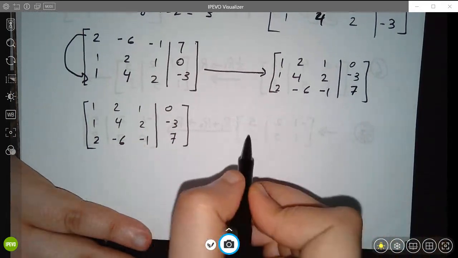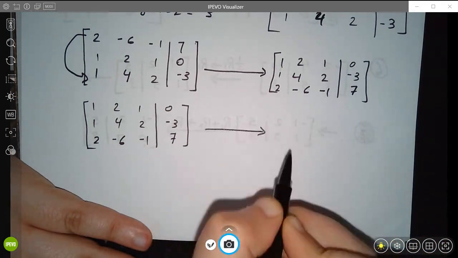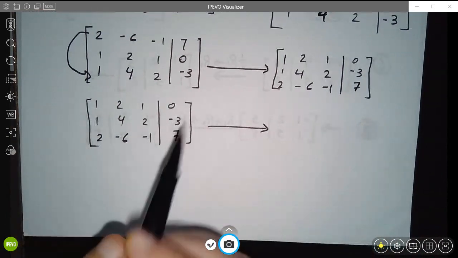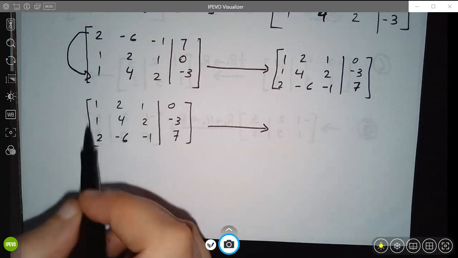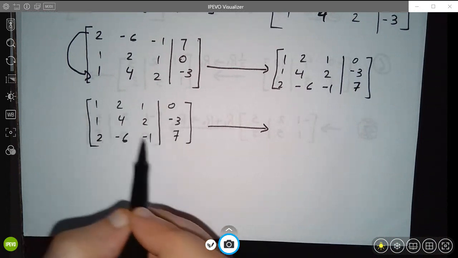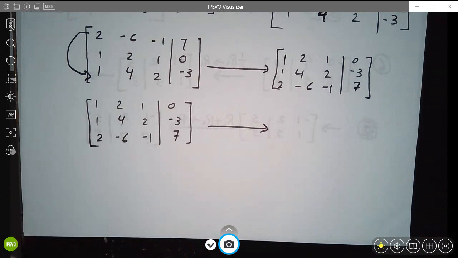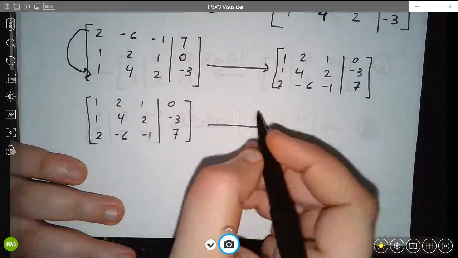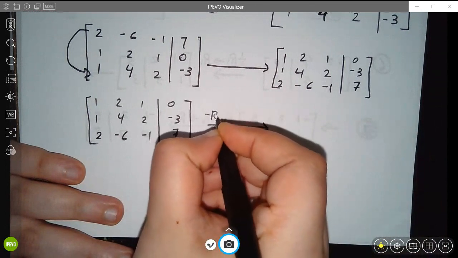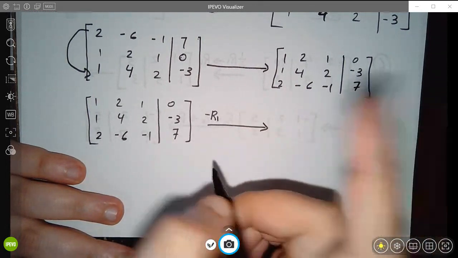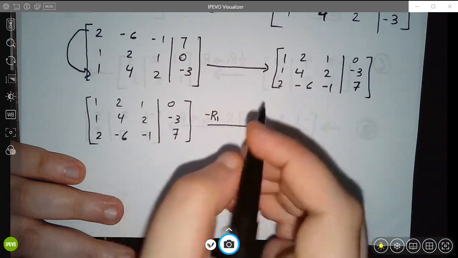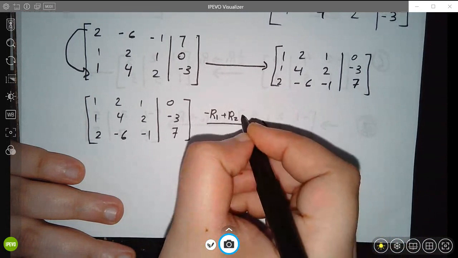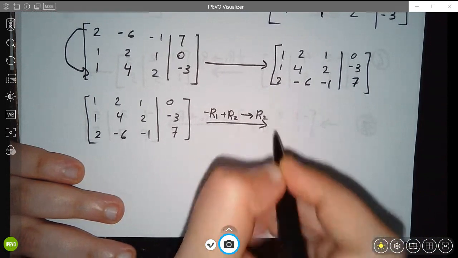Anywho. Now, let's think about what to do next. Okay, so this one's already a 1. That's good. Now I want these two to be zeros. This to be a 1, that to be a 0, and that to be a 1. Okay. What I'm going to do next is negative row 1. So multiply R1 by negative 1. And then add R2 to it. And this will be my new row 2.